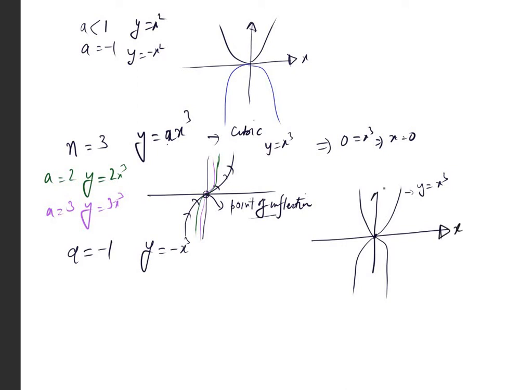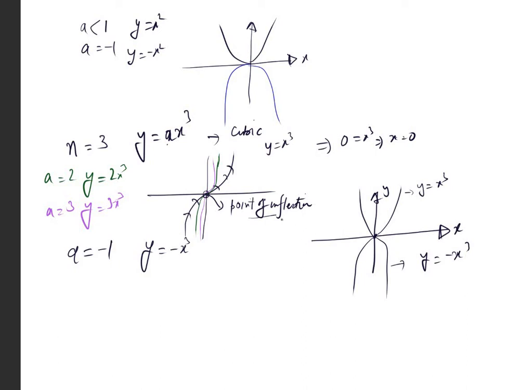This is x and y, right? This is y equals negative x cubed. All right? Oh, good, cool.